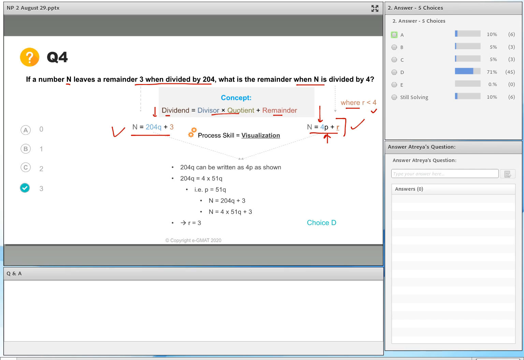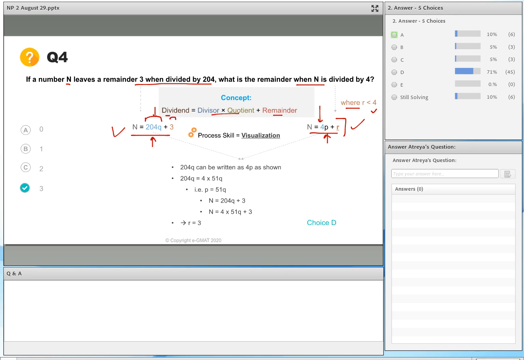204q and 3 are the two numbers that I can see over here, right? This is the first entity, this is the second entity. Now is 3 divisible by 4? No, it is not. Always consider the numbers which are greater than the divisor, right? So I'll not touch 3, I'll leave 3 as it is. I'll look at 204q. I see that 204q is greater than 4, so I can get some remainder out of it when I divide it by 4.